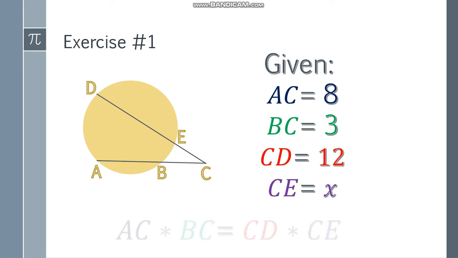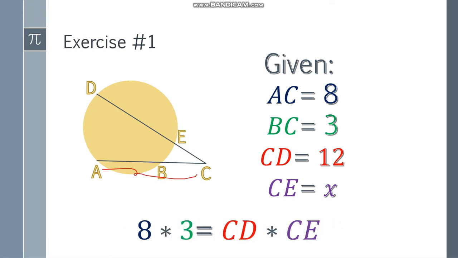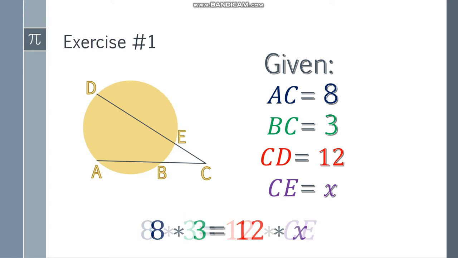Let's start. We have the formula AC times BC is equal to CD times CE. The first whole secant is 8, and the external segment of that whole secant is 3. So this whole thing is 8, and this part only is 3. That will be equal to the whole secant of the other, that is 12, multiplied by its external segment, that will be x, because we don't know.